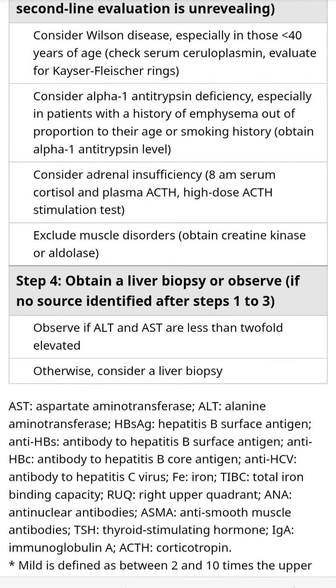Step 4 is to obtain a liver biopsy or observe the patient, if no source is identified after all of the above.